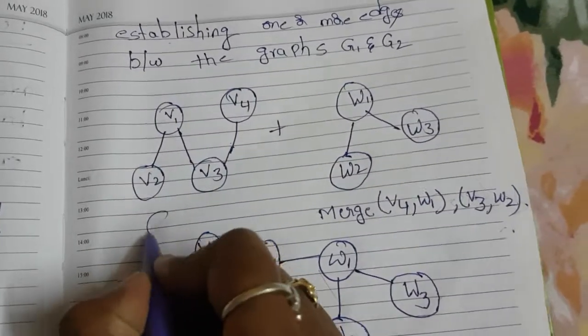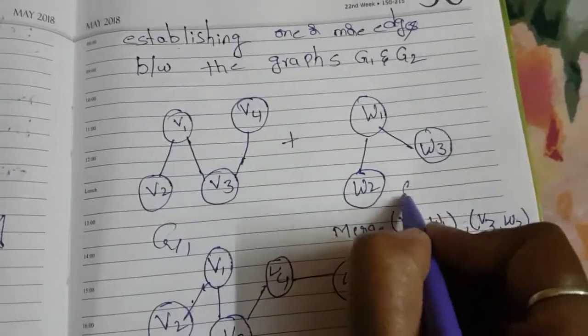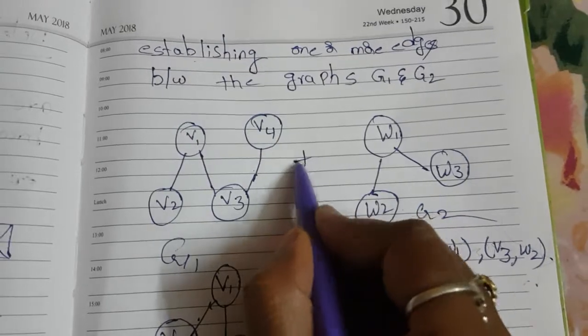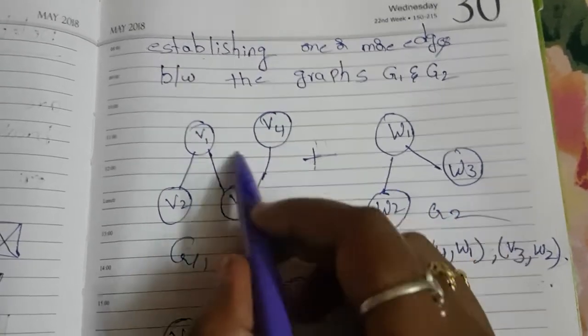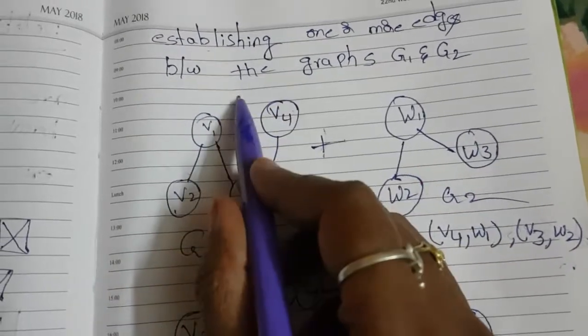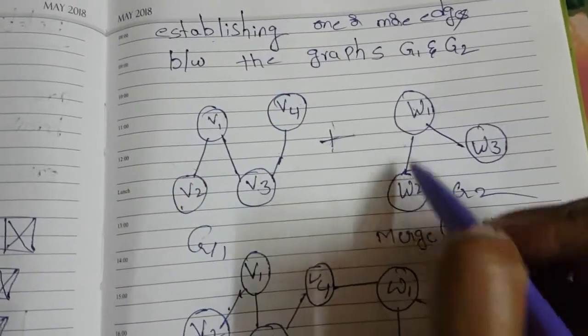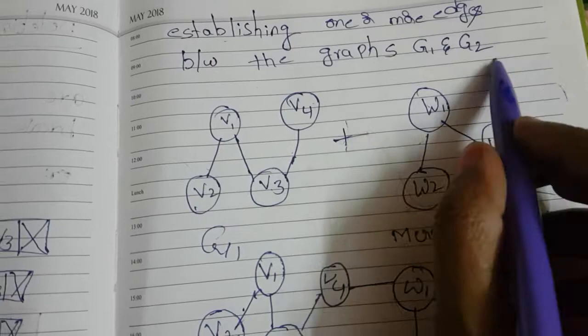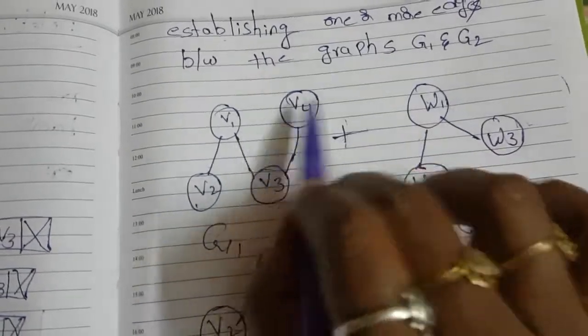Here this is the G1 graph and this is the G2 graph. Merging is combining. Here this one is V1, V2, V3, V4. Like this the graph will be constructed. And then W1, W2, W3. This is also an already existing graph. We are combining these two graphs by using the merging operation.